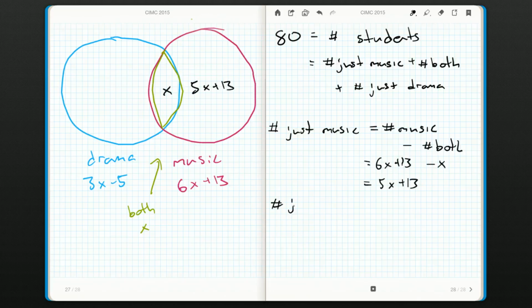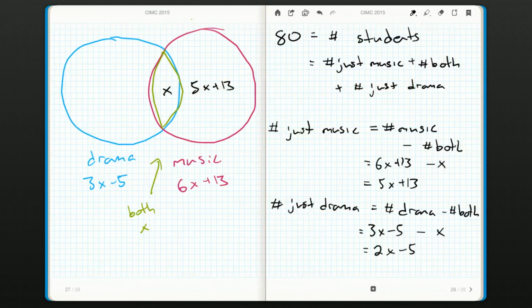Likewise, we can get the number who's just in drama. That's everybody who's in the blue bubble, but not in the red bubble. So that's the number of people in drama, minus the number of people who are in both. Again, same sort of calculation. So that's 3x minus 5 minus x. It's going to be 2x minus 5. So that's how many people are over here. So then 80 is going to be just music, so that's 5x plus 13, plus x, because that's both, plus the number just in drama, that's 2x minus 5.